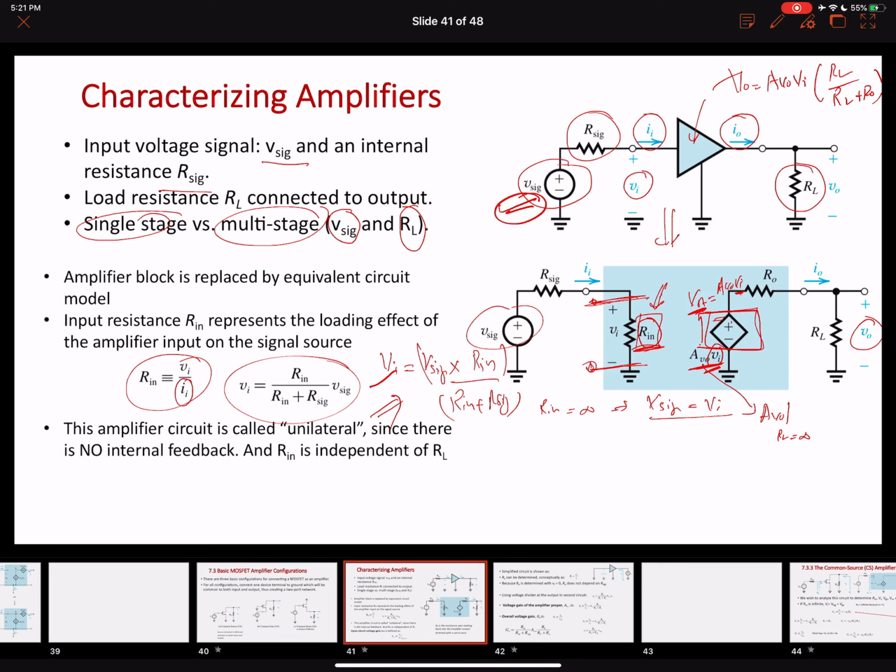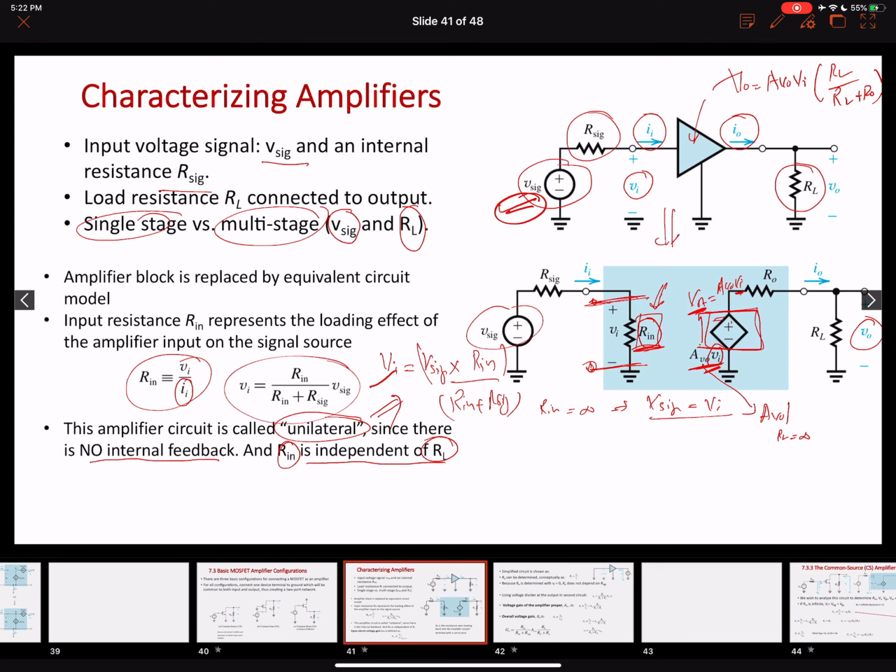Okay, by the way, a quick thing: you're going to come across this terminology, unilateral. This amplifier circuit is known as unilateral because there is no internal feedback involved. This means that the input resistance of the amplifier is completely independent of the load resistance. Just something to remember if you come across it in the problems, the homework problems, or the exams.